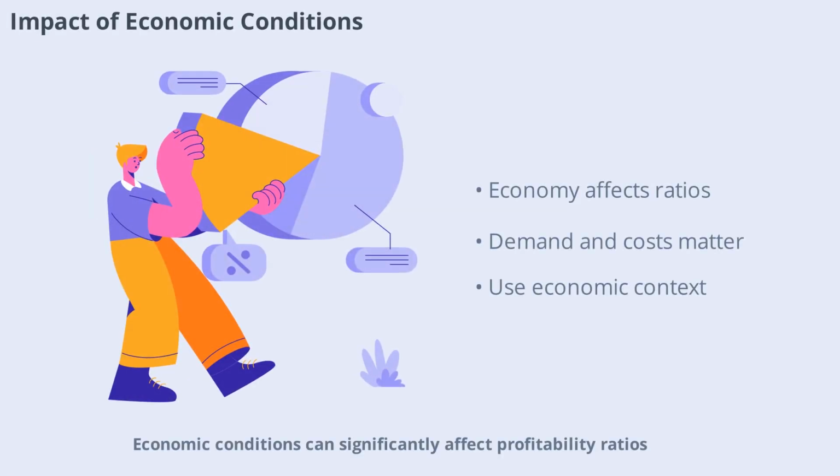Economic conditions can significantly affect profitability ratios. During economic downturns, even well-managed companies may see lower margins due to reduced demand or higher costs. Conversely, strong economic growth can boost profitability across many sectors. Always interpret ratios in the context of the broader economy.